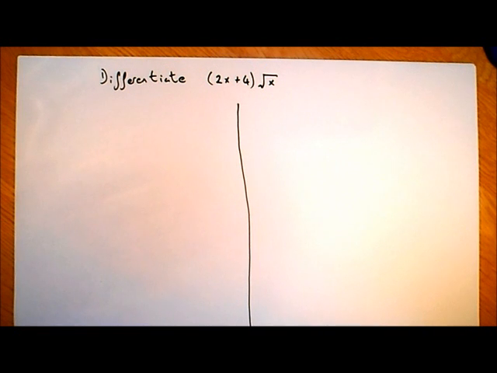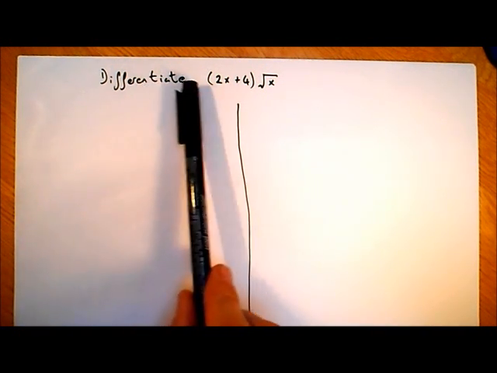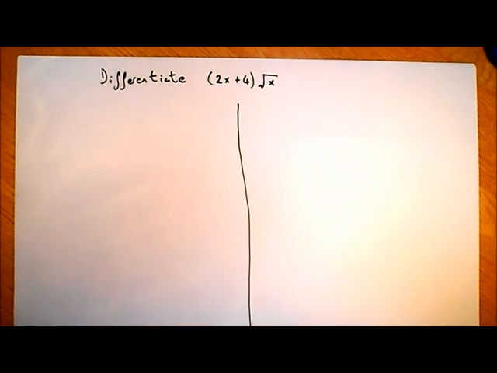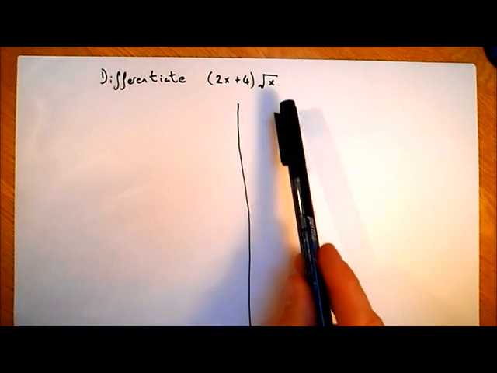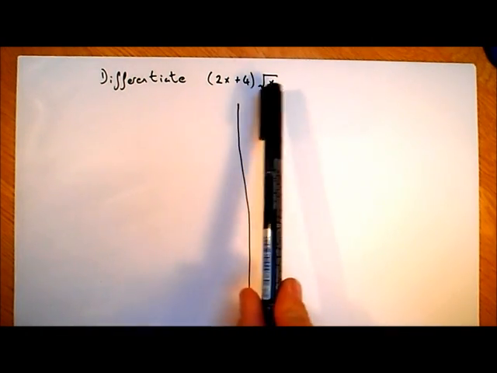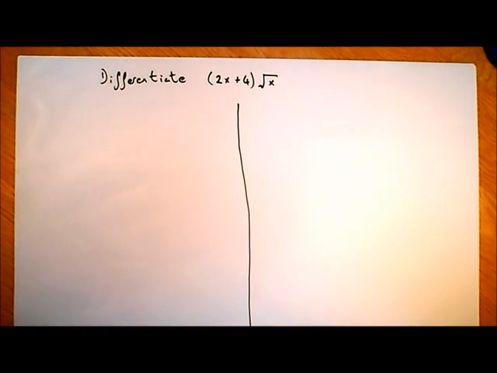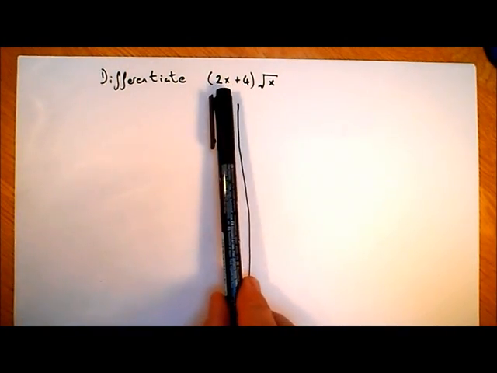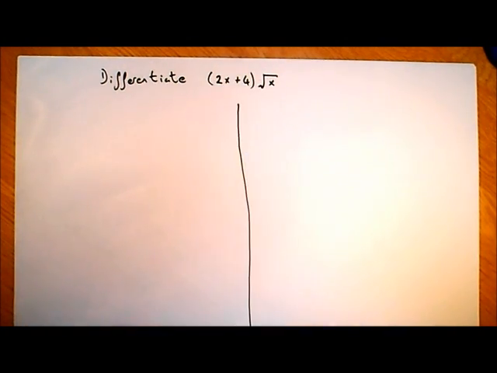I'm going to do it quickly, using both methods again. This time we're asked to differentiate 2x plus 4 multiplied by the square root of x. Remember before when we had the square root of x, the first thing we'll do is write this as x to the power of a half. But before we do that, we've got a product, this multiplied by this.